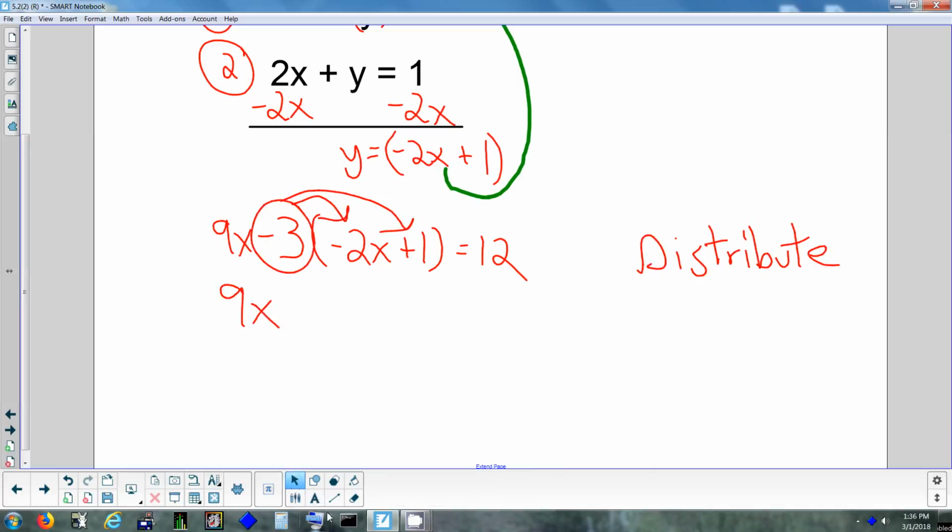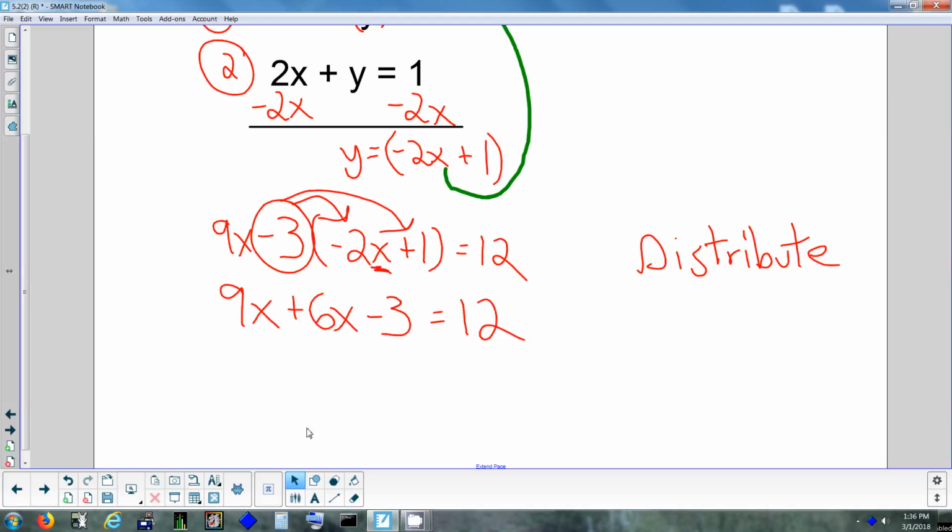Distribute. So when I distribute, what am I going to get? X. Positive 6 or plus 6. Positive 6. Minus 2. Oh, X. Don't forget about the X, yeah? And then negative 3 and positive 1. Negative 3. What about the equals 12? Let's bring it down. Excellent. All right, so I did the distribute part.